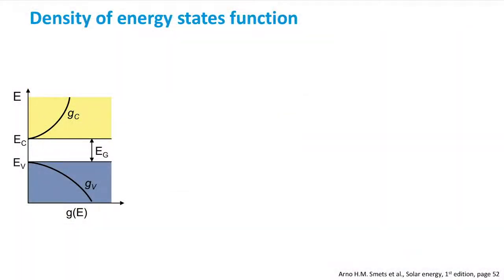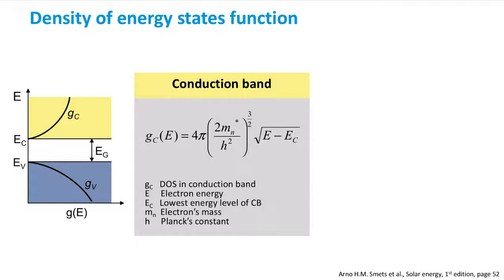Here you see our density of states function plotted again. Let's look at the conduction band. We can express the equation for the density of states in the conduction band as follows. I won't derive this equation, but you can learn more about it in the textbook. The equation is based on a few constants, like the Planck's constant and the effective mass of an electron. However, please note that the dependence on energy is a square root relationship. As the energy gets further away from the conduction band edge, denoted by EC, the amount of allowed energy states increases.